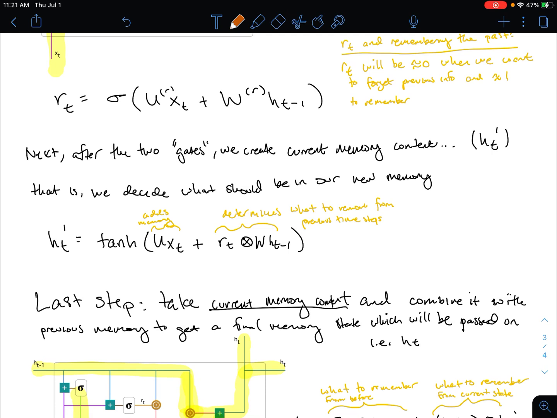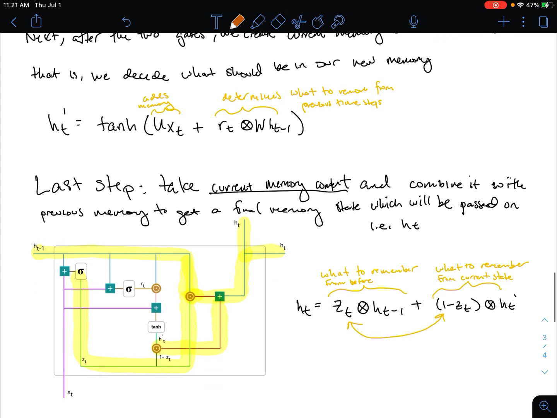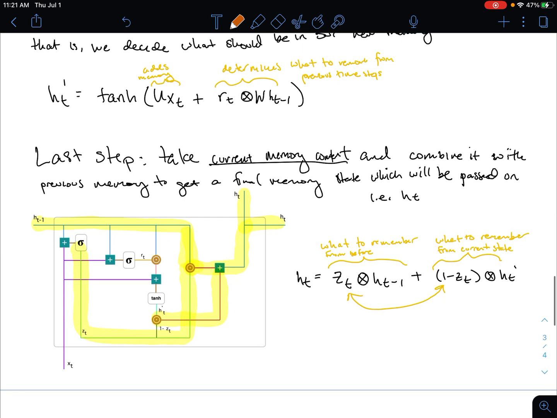But now we have to finalize everything and say, given our current memory state or our current knowledge state, how important is that in relationship to previous contexts and previous memories? And it turns out this is what we're going to be doing with z of t, that reset gate. All we do is take z of t, which is the reset gate, multiply it by that previous hidden state. This is determining what to remember from before. And it's also giving it a weighting of how important is this historical context. And then we're going to add it on to the opposite of that, 1 minus zt, times the current memory context. So what to remember from the current state.